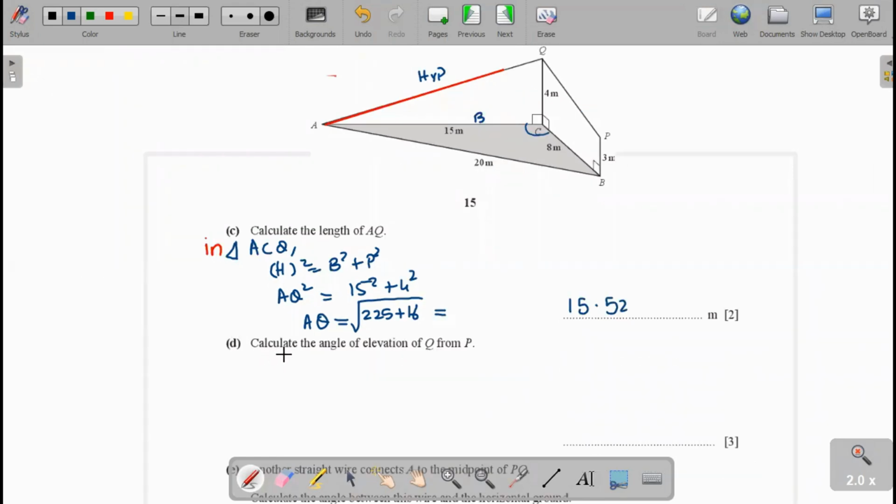Now we calculate the angle of elevation of Q from P. The angle of elevation at P is the angle between the horizontal line from P and the line of sight towards Q. Now we firstly draw a horizontal line here. This is the horizontal line, and that is the line of sight PQ.